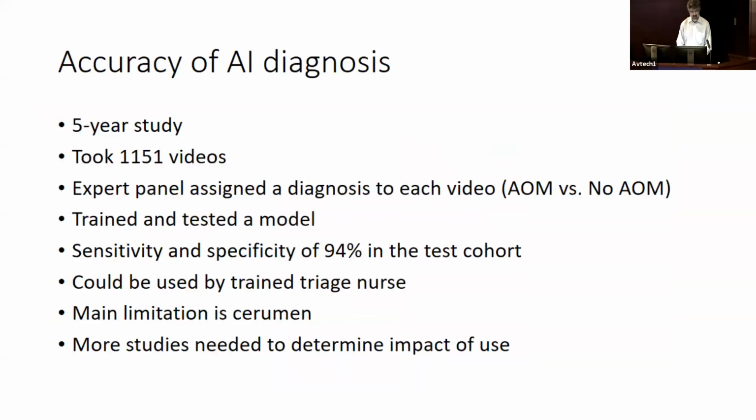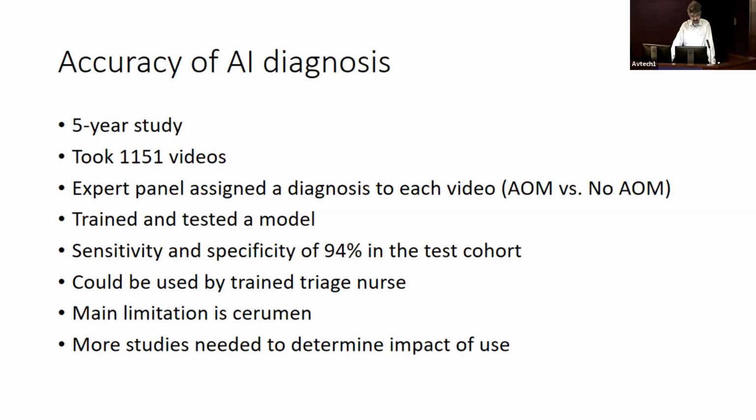The way we developed it was a 5-year study. We had children in our clinic with suspected AOM. We took videos of their TMs. We took 1,151 videos. Then an expert panel assigned a diagnosis for each video, AOM or no AOM. And then that diagnosis was used to train a model. And the model was tested, and it works well. It has a sensitivity and specificity of 94%, which is better than most of us.